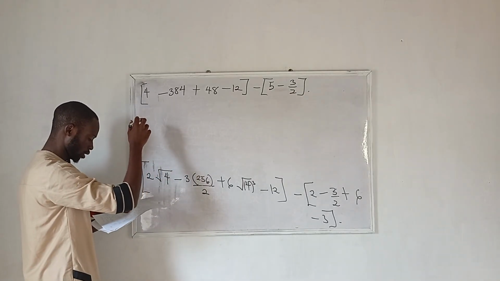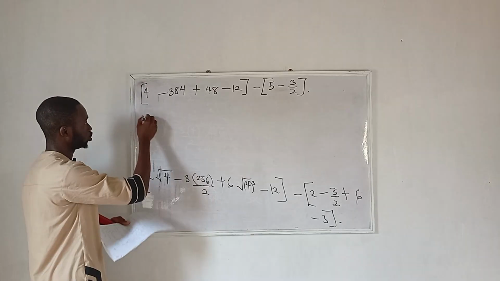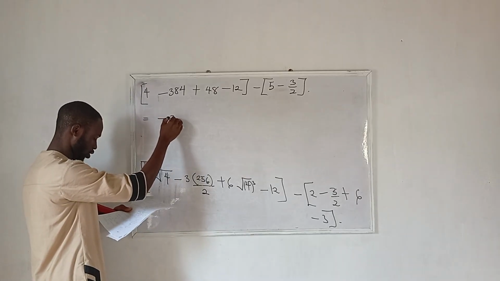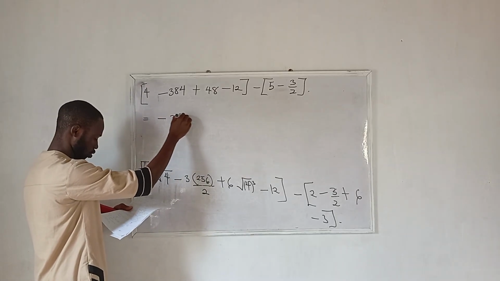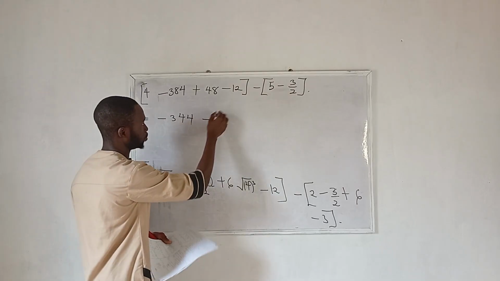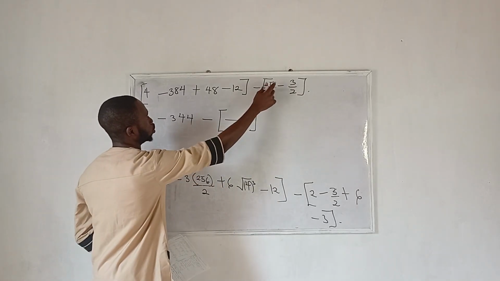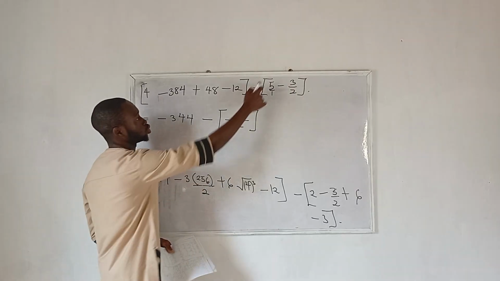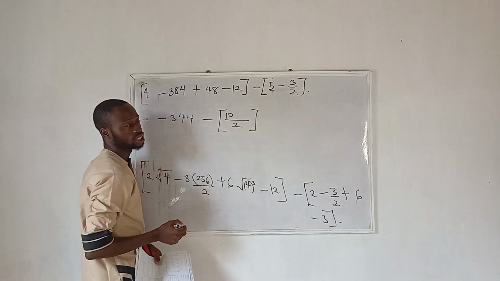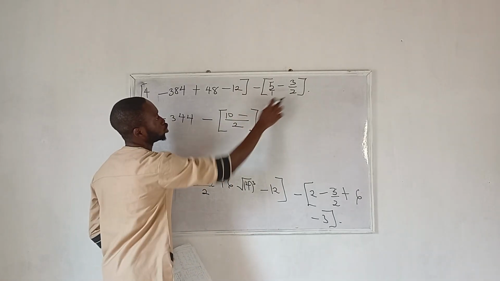We are going to have that everything here will give us minus 3, 4, 4. Then we have minus LCM of this and this. Let's find the LCM. LCM is 2. 1 and 2 is what? So 2 times 5, 10. 2 times 5 is 10. Minus 2 in 2 here is 1.